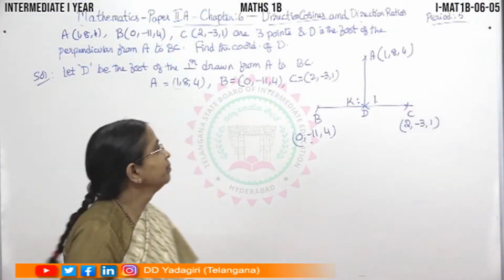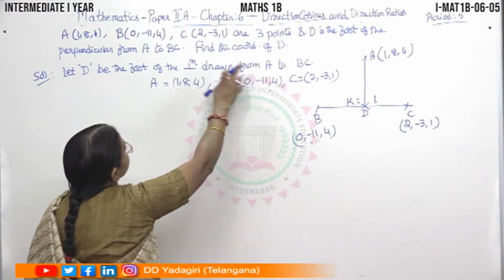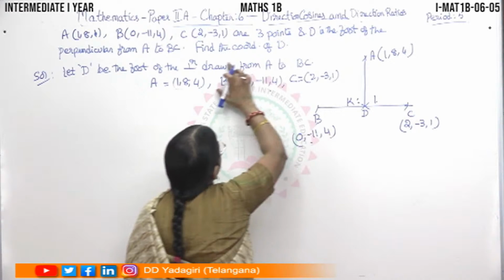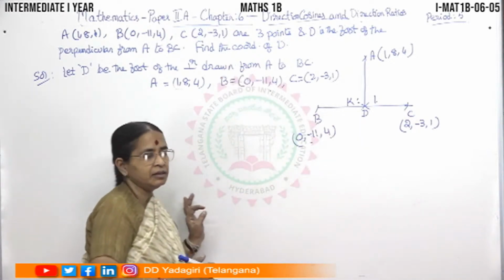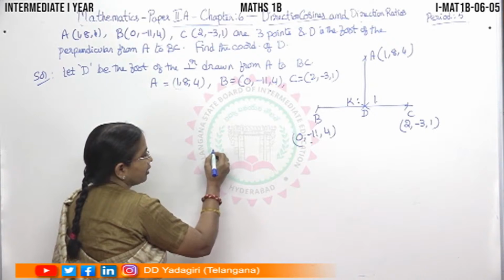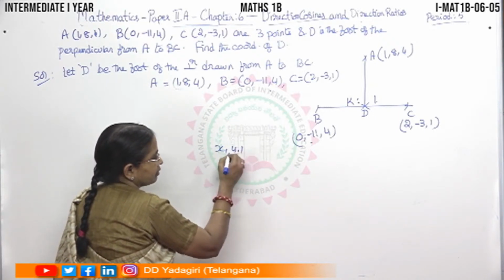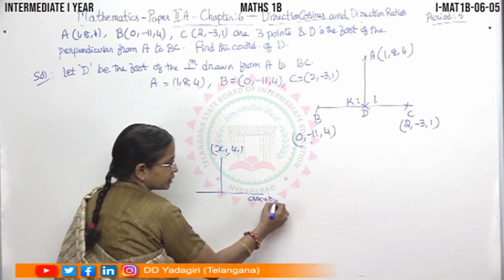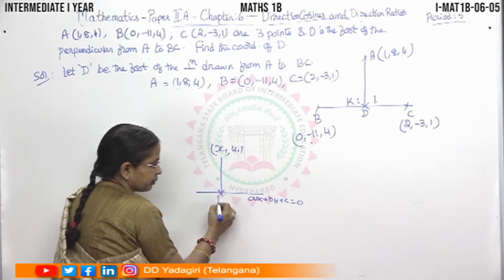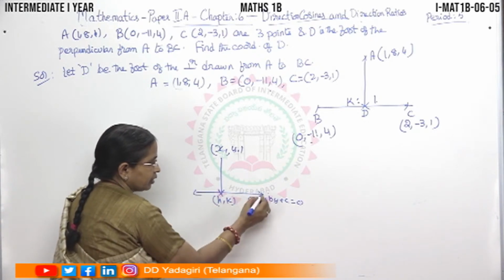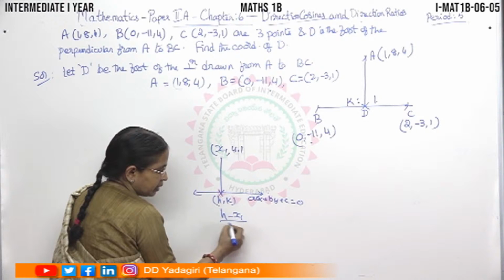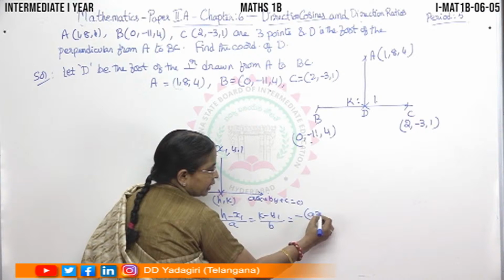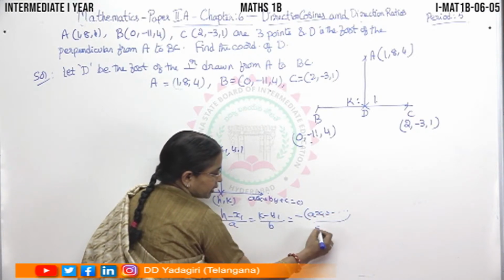Now next problem. A, B, C are 3 points and D is the foot of the perpendicular drawn from A to BC, and you must find the coordinates of D. In a two-dimensional coordinate system, you have a formula like this. You have a point (x1, y1), and the line is ax plus by plus c is equal to 0. If the foot of the perpendicular is (h, k), then the formula is (h minus x1) by a is equal to (k minus y1) by b is equal to minus of (ax1 plus by1 plus c) by (a square plus b square).